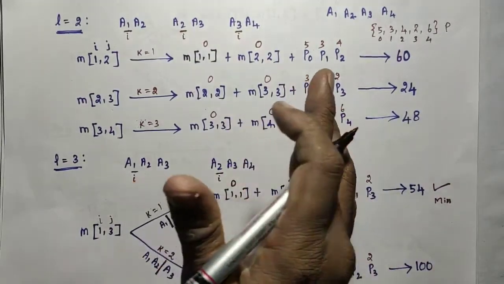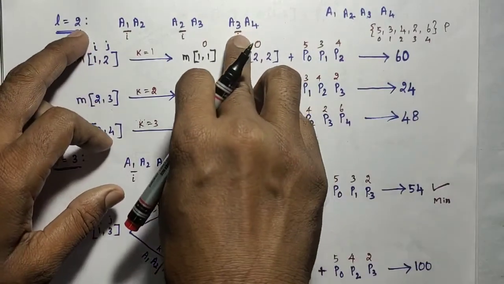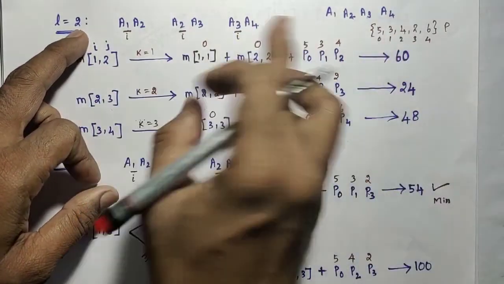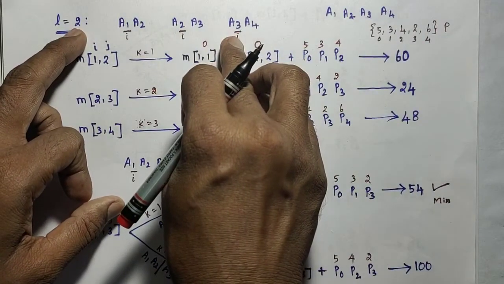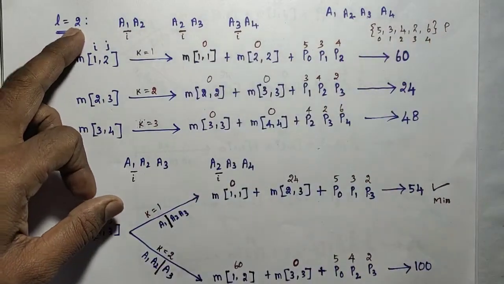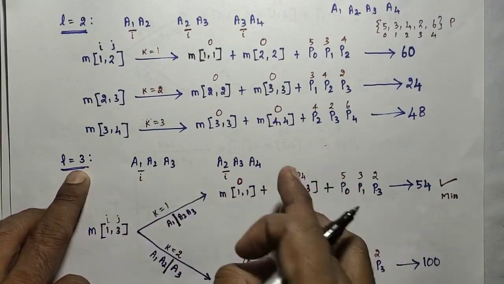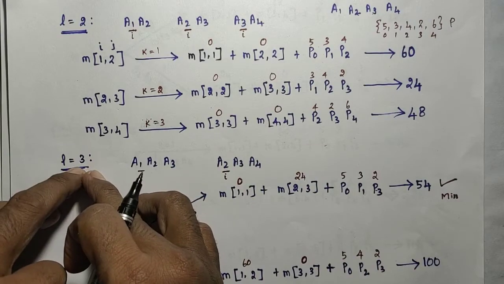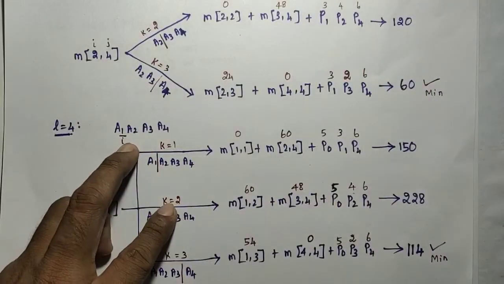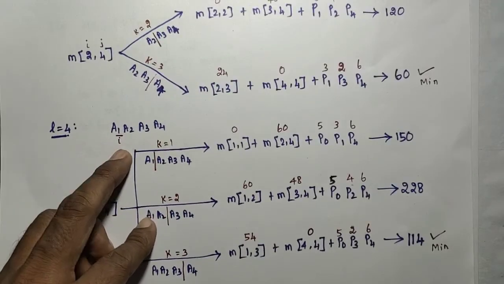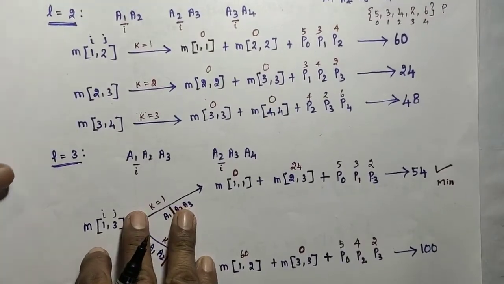It depends on n and L, the total number of elements and the length. So here, up to 3, it means n minus L plus 1. n is 4, so 4 minus 2 is 2, plus 1, it is 3. Here L is 3: 4 minus 3 is 1, plus 1 is 2. And if you apply L equal to 4, 4 minus 4 is 0, plus 1 is 1. So the end index for i is n minus L plus 1.